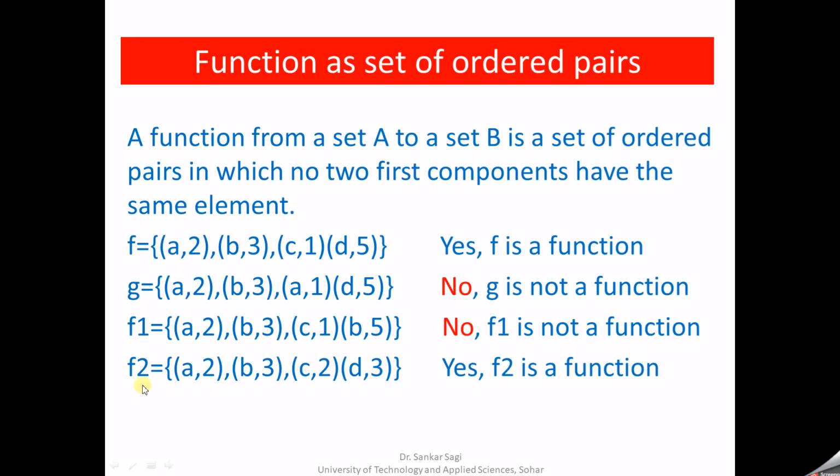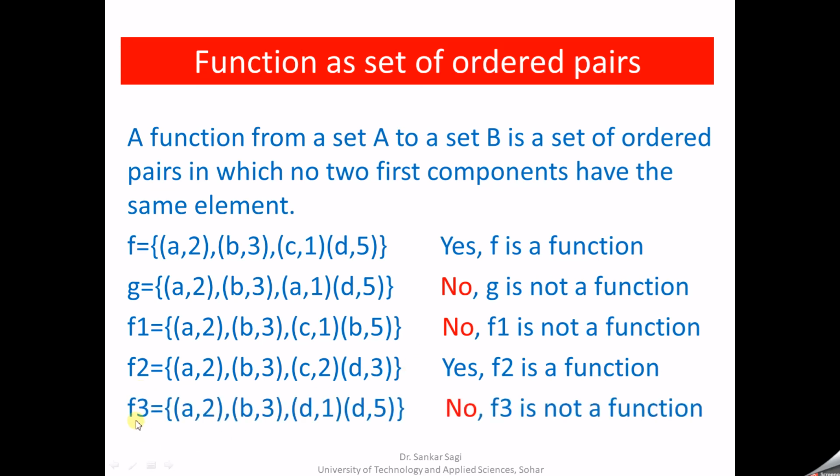Let us see F2. F2 is defined by the set containing (A,2), (B,3), (C,2), (D,3). Is F2 a function? Here, yes, because all the first components are different. No two first components of the ordered pairs are the same. If you observe, A, B, C, D are the first components of these ordered pairs and no two are the same. Therefore, F2 qualifies to be a function.